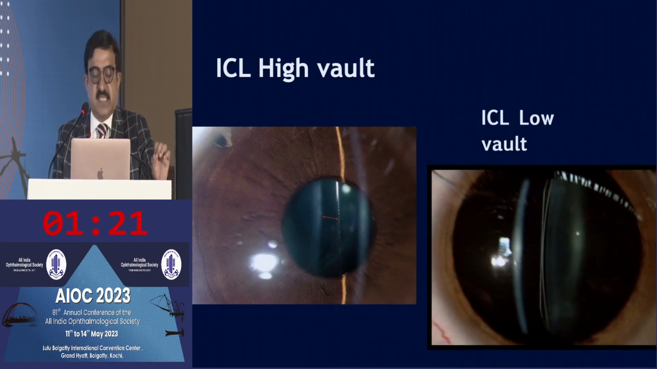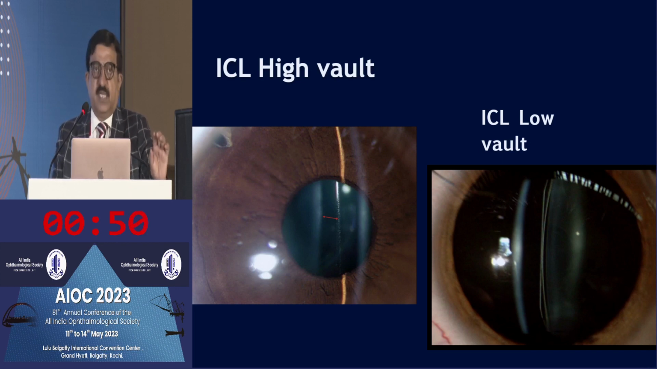However, if there is an ICL with a low vault, so how low is low? So if it is less than 250, if it is in the range of 200 to 250, you can just very safely watch. If it is coming down, say in 2 months' time it is 200, and then in 6 months' time it is around 100 or 150, these are patients to be washed off. If it comes to less than 100, this lens definitely has to be removed.